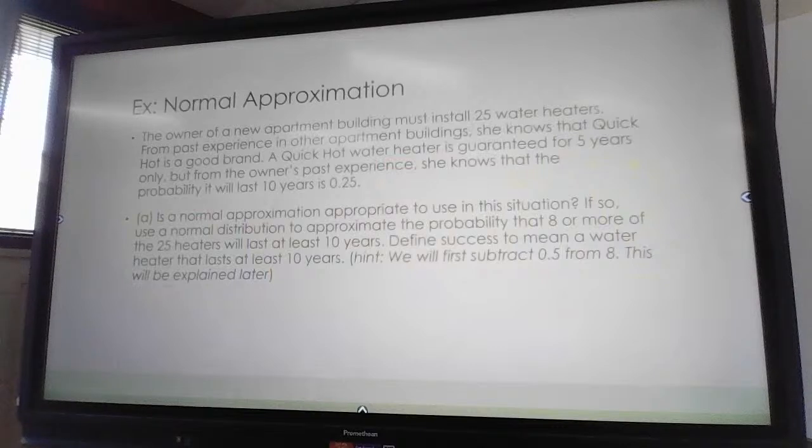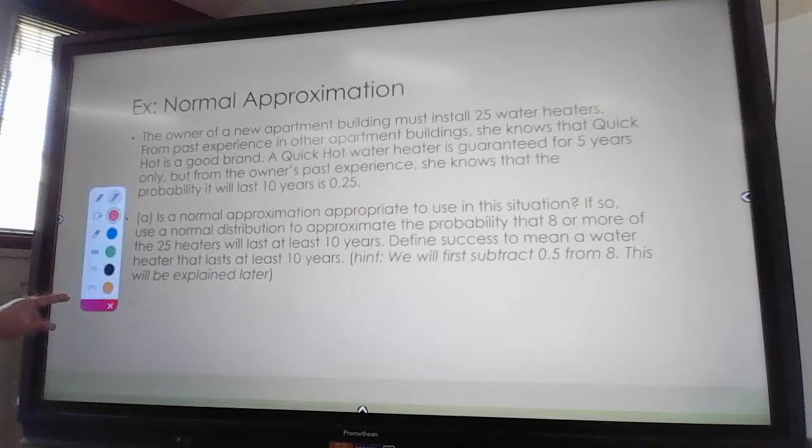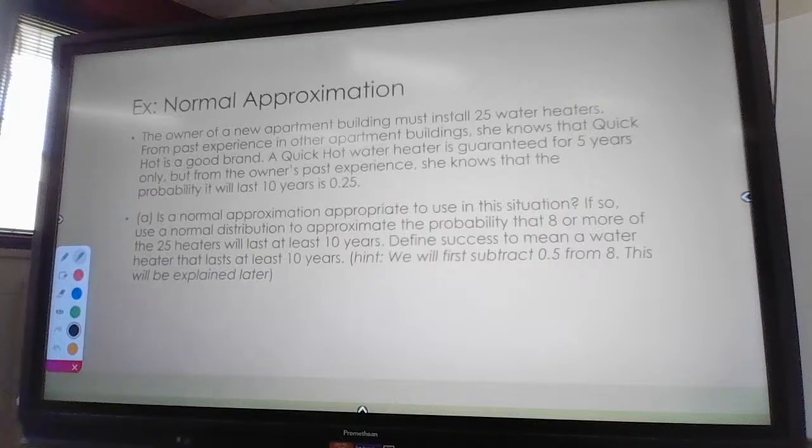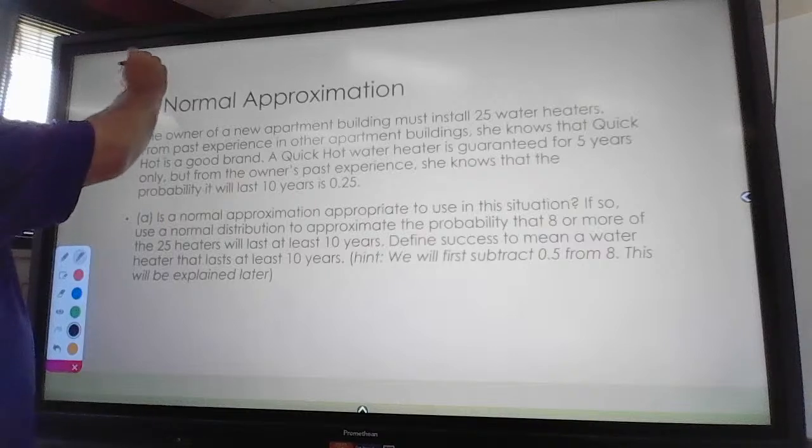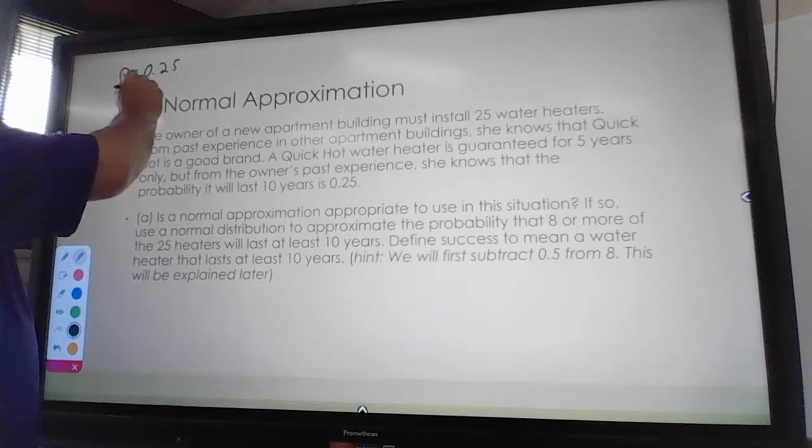So let's practice that here. The owner of a new apartment building must install 25 water heaters. From past experience in other apartment buildings, she knows that Quick Hot is a good brand. A Quick Hot water heater is guaranteed for 5 years only. But from the owner's past experience, she knows the probability that it will last 10 years is 0.25. Okay, so let's apply this with the context of the binomial distribution. The probability that it will last 10 years is 0.25. So here's my p, which means my q is 0.75.